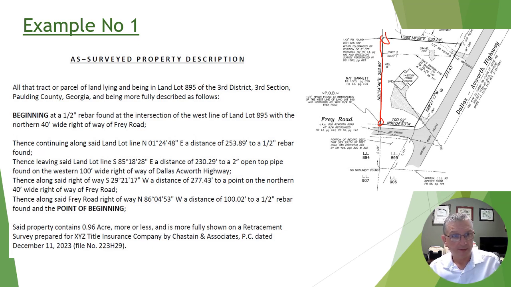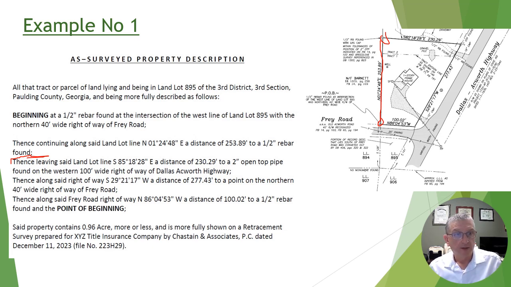So now we've made it to this northwest corner of the property. Thence leaving said land lot line. So when you go to and follow a legal boundary, a land lot line, a road right of way, a creek, etc., when you leave it, you should say you leave it. You're along it.